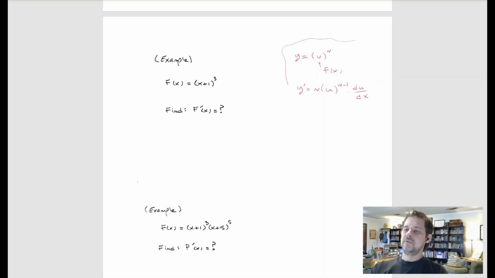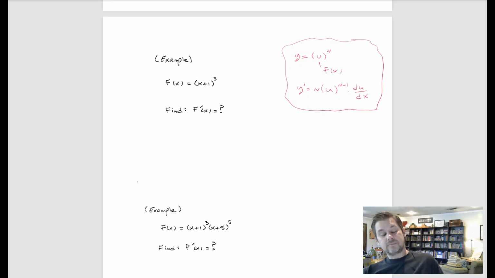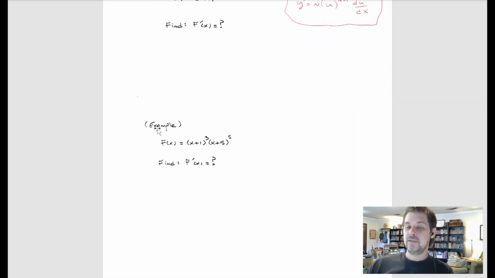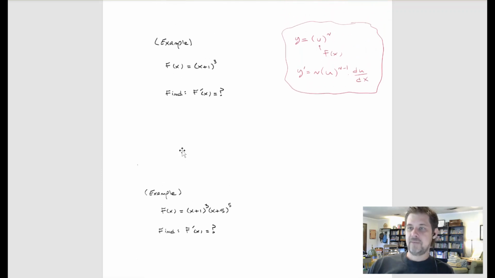So there's our rule. Now I want to work some problems in this video that are a little more difficult than what we would have seen in the first one. Now this first one is not more difficult than the ones we saw in the first video, but we need to agree about how to do it in order to do the next example, which is a little more difficult.